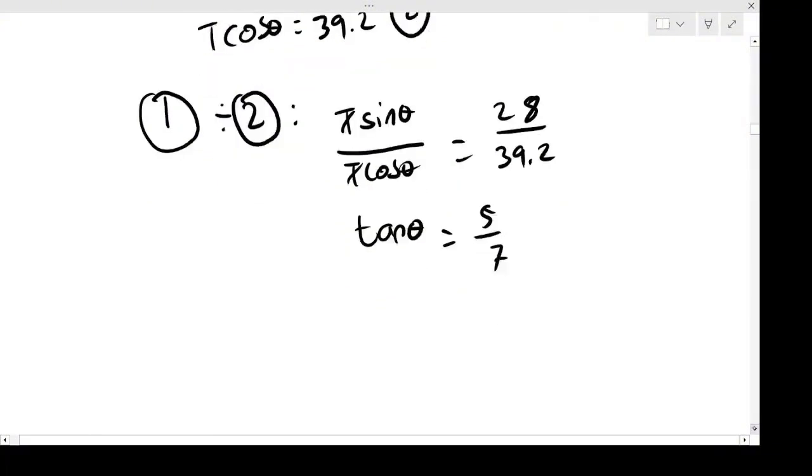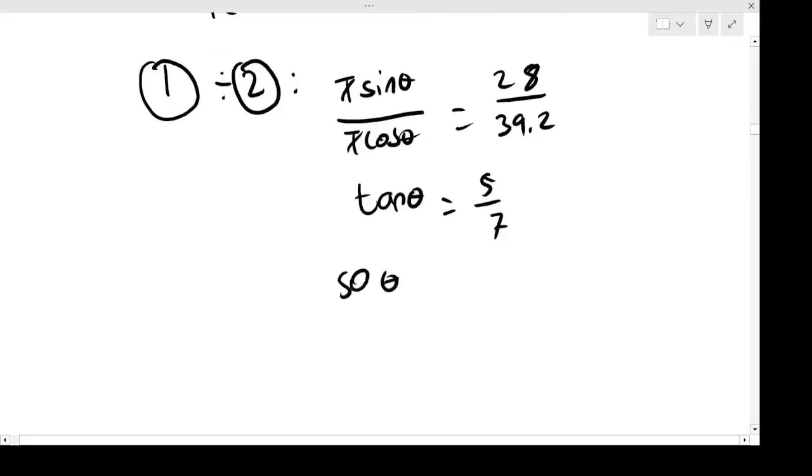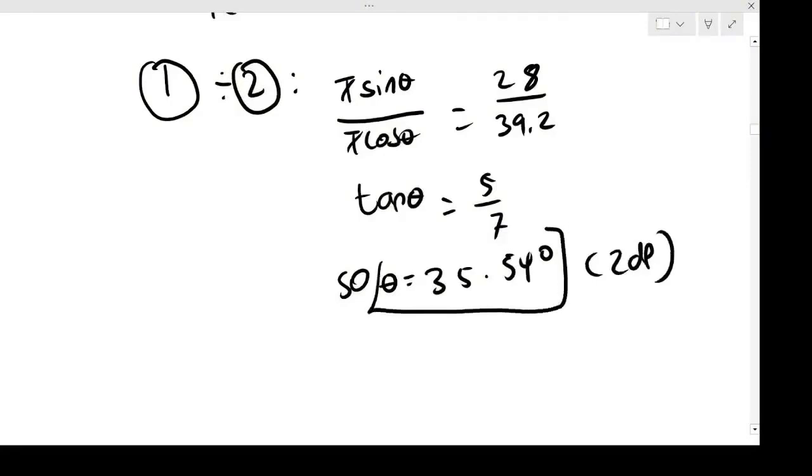Now we can easily get theta by doing an inverse tan. So inverse tan of 5 over 7 gets me 35.54 degrees. And there we are. That is the value of theta.